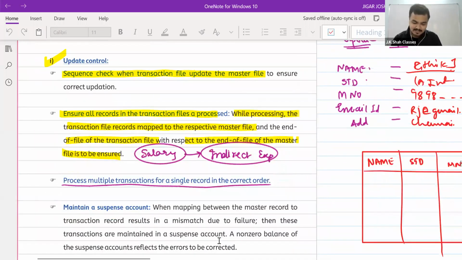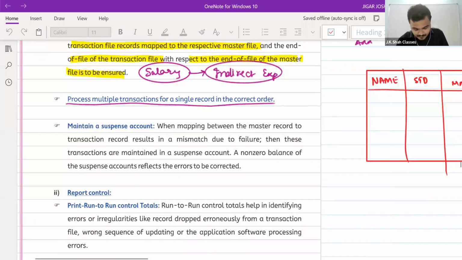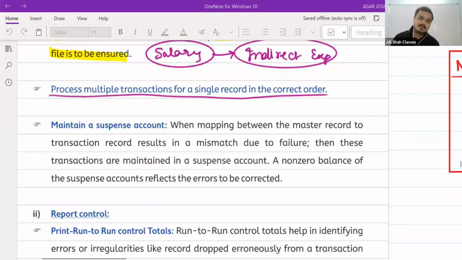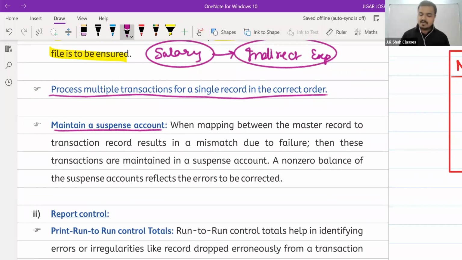Last but not the least, the suspense account. Now, this is something important. Please concentrate. Suspense accounts are formed under two conditions. Number one, humans can create this account. And second, the system can create this account. Understood? Sir, humans can create a suspense account.